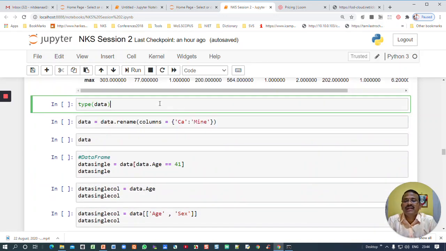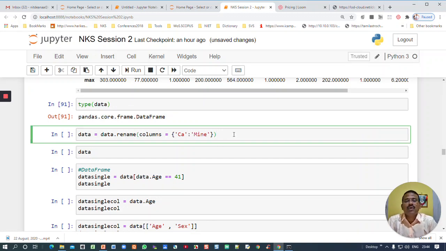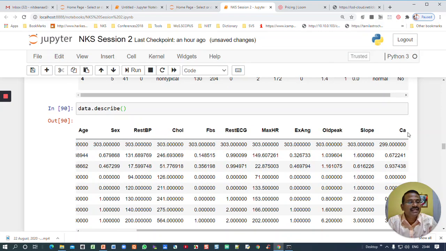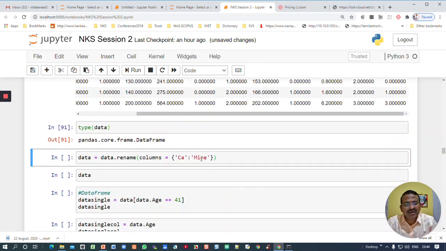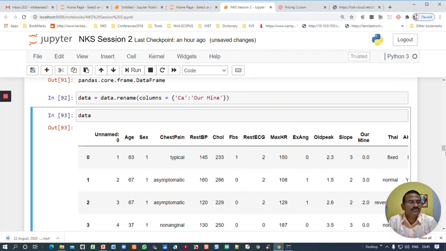Okay, and the data types, what are the data types? That is a data frame, already told. Then after that, if you want to change one feature's name, for example, see here in the data set, CA. CA is there. Due to some reason, imagine that you want to change CA to a different name. For example, I am rewriting it like this, "our mind". So CA I wanted to change, and for this purpose, rename. Now I am executing. Then after that I look at the data, and you can understand now what I changed, "our mind". So that will be displayed here.